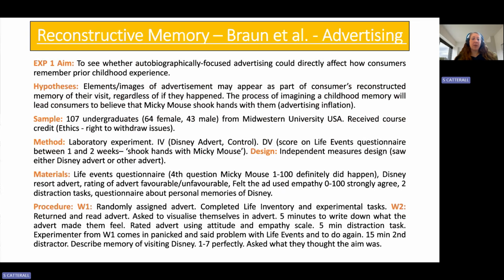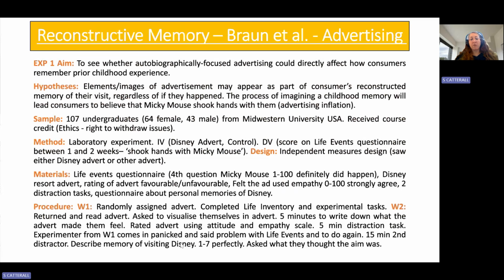They go away for a week, they come back, and then they read the advert. So they've not seen the advert the first time, they've just completed the life events questionnaire. So they've been randomly assigned, but they've not actually done anything yet, they've just done the life events. Week 2, they read the advert. And obviously in the autobiographical one, they're asked to visualise themselves in the advert. They've got 5 minutes to write down what the advert made them feel, rating their attitude and empathy, so all the scales that we mentioned. They've got the 5-minute distraction task.